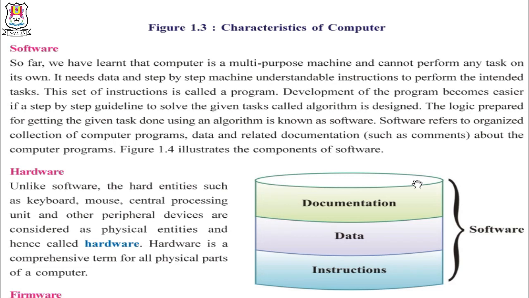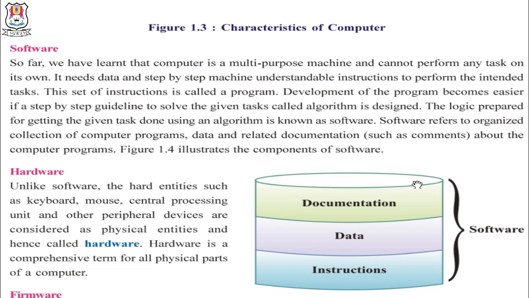So far we have learned that a computer is a multi-purpose machine and cannot perform any task on its own. It needs data and step-by-step machine understandable instructions to perform the intended task. This set of instructions is called a program. Development of the program becomes easier if step-by-step guidelines to solve the given task, called an algorithm, are designed.